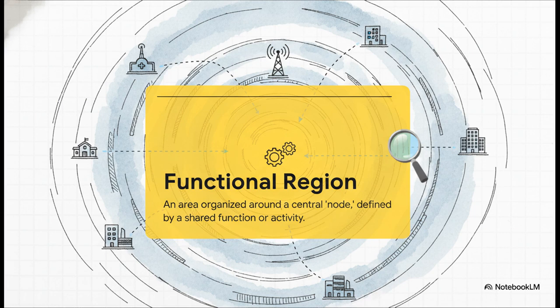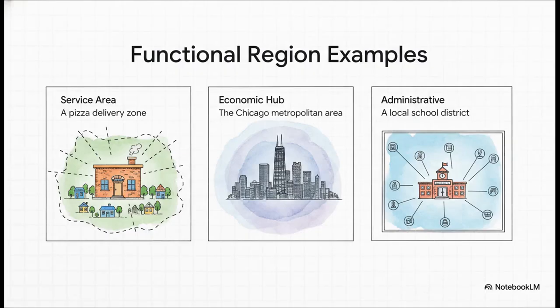Okay, next up we have the functional region. Now this one's different. Instead of a shared trait, this area is all organized around a central point, or a node. It's defined by a shared activity. A great way to picture it is like the ripples from a stone tossed in a pond. The influence is strongest right at the center, and it just fades the further out you go. And this, right here, is where our pizza delivery zone finally makes sense. The pizza shop is the node, and its delivery area is the functional region. Simple as that. The same logic works for something huge, like the Chicago metropolitan area, which functions around its downtown business district, or even your local school district, organized around its central office.